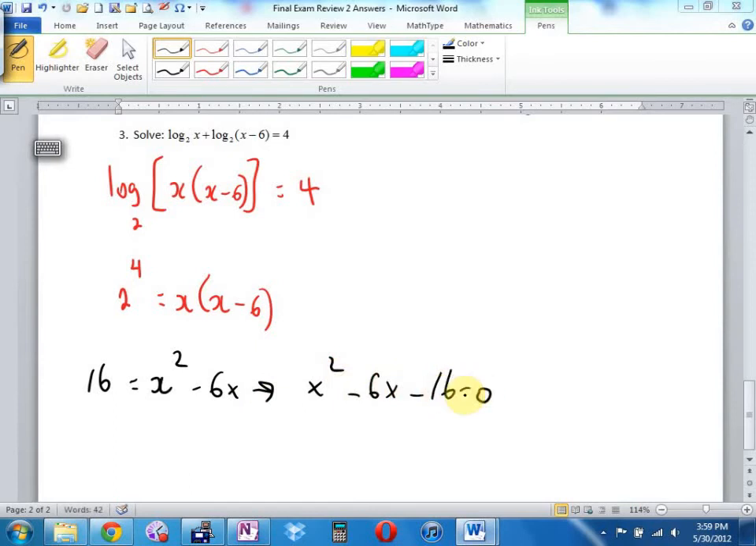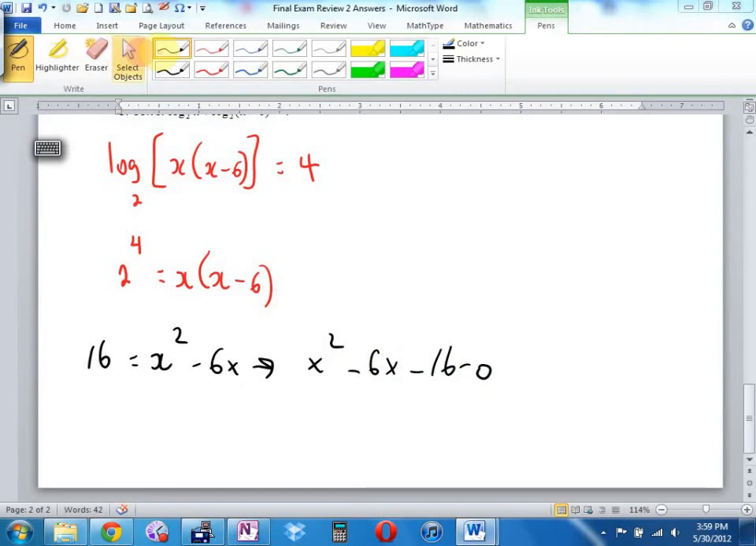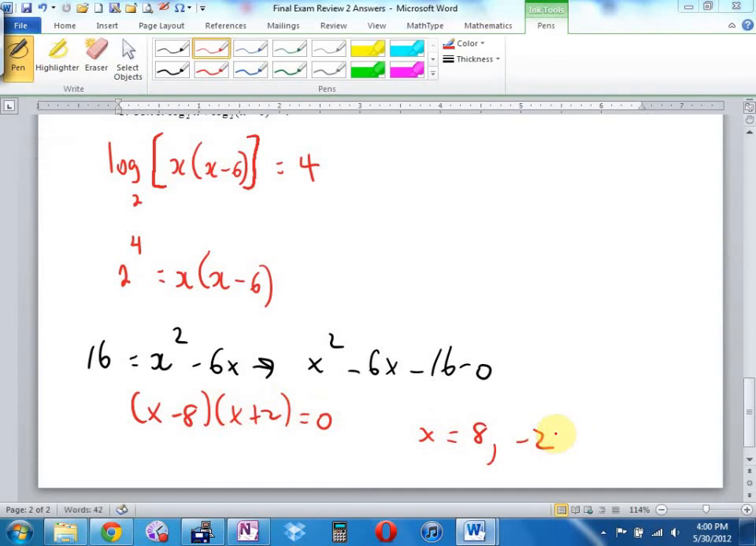This puppy factors. Woohoo! It factors into x minus 8, x plus 2 equals 0. What are the roots? 8 and negative 2. Go back and check the original question. You might have an extraneous root, and as it turns out, I think I do.